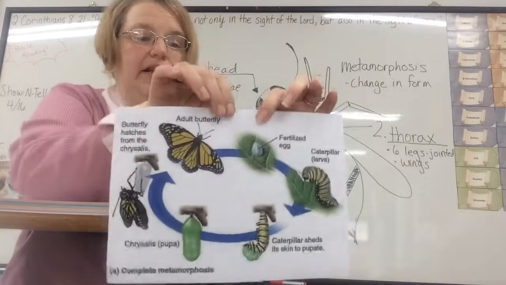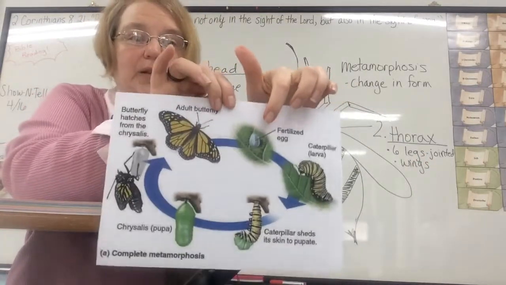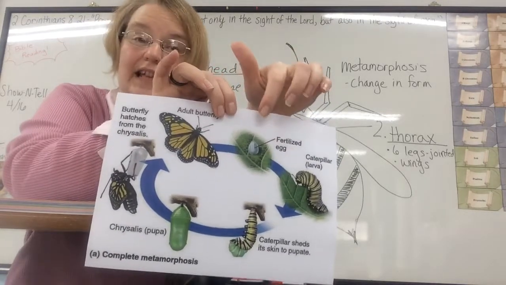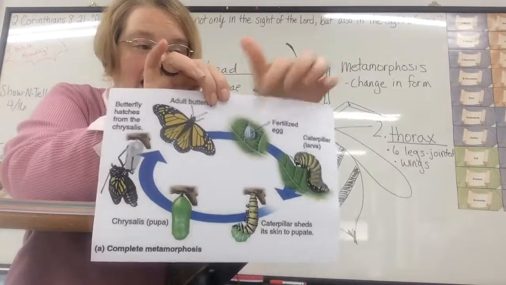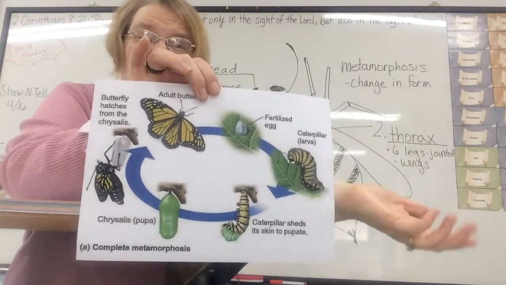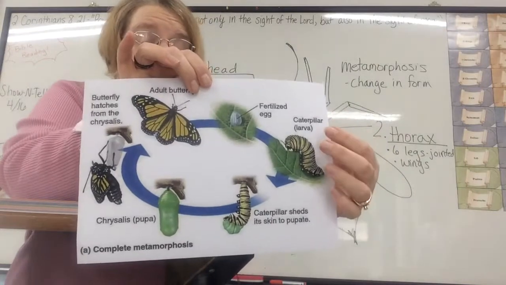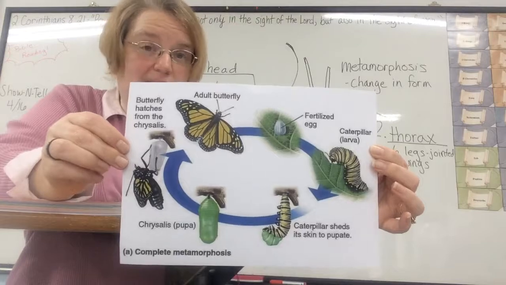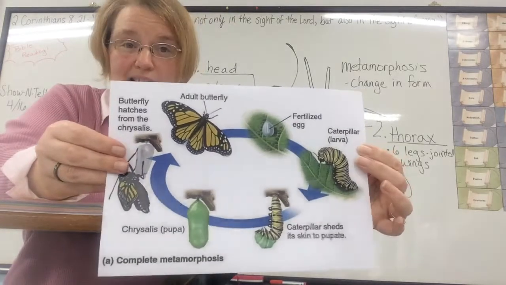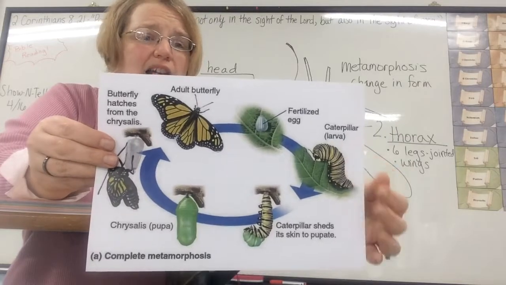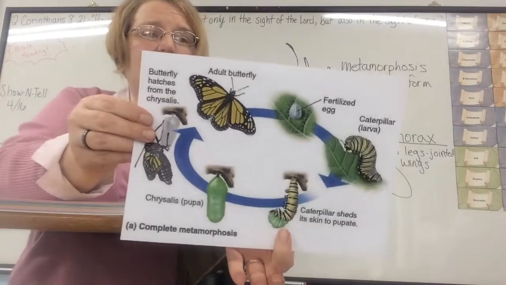All right, so here, just like in incomplete, the female lays an egg. That egg will hatch into a larvae. Now, this larvae, which we know as a caterpillar, eats and eats and eats. Okay, and it doesn't stop eating. It will do this for about 2 weeks until finally it is ready to go into the pupa stage.